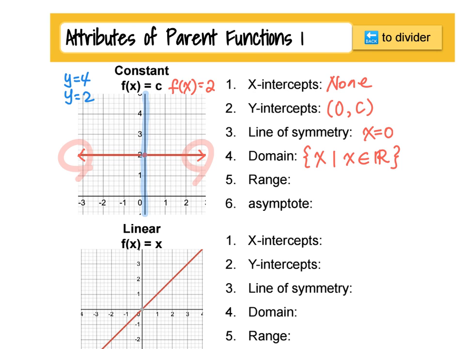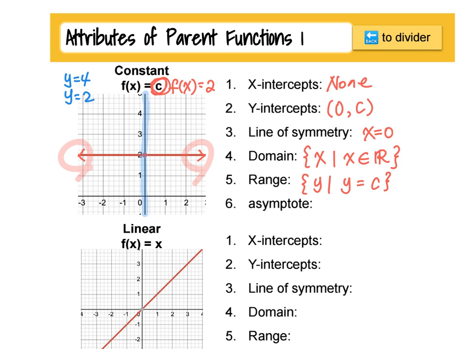And the range is only going to be that c, the constant it passes through, right? So it will be y such that y equals c. So c can be any number that you give it.